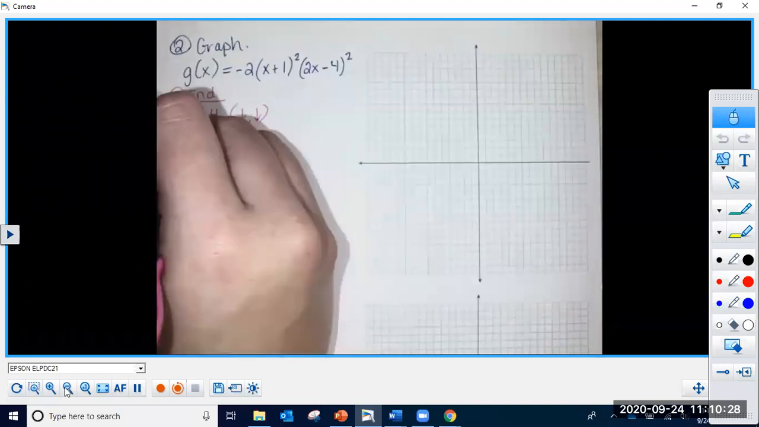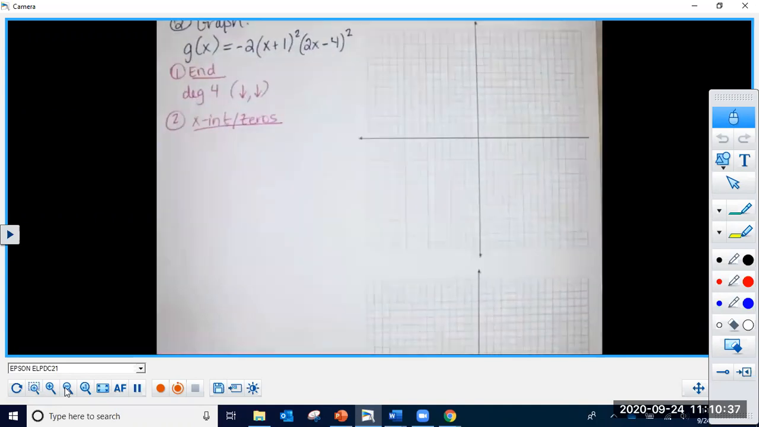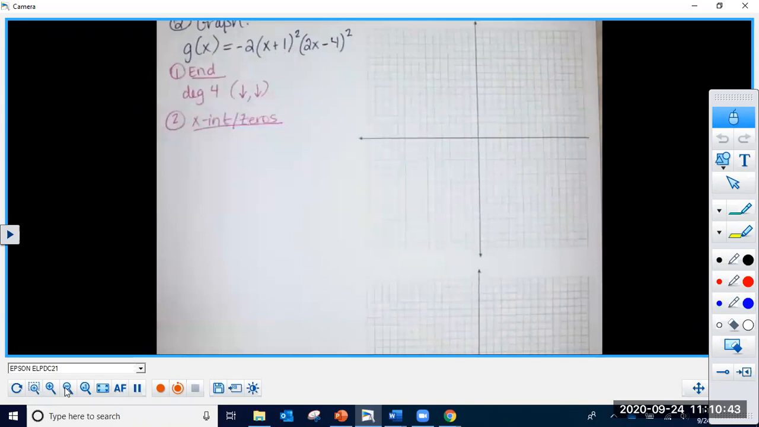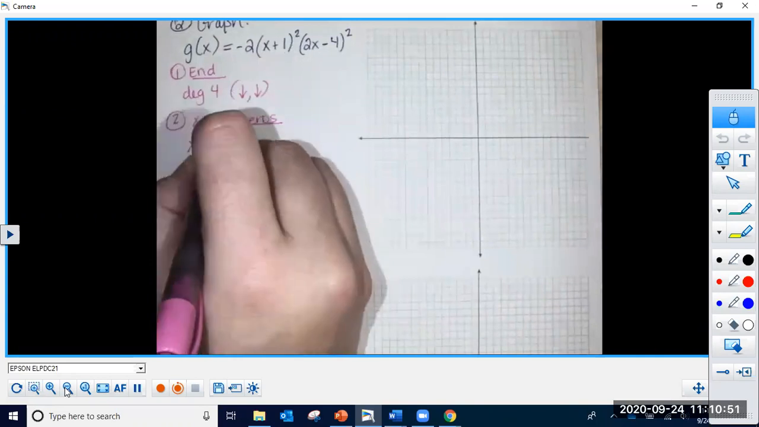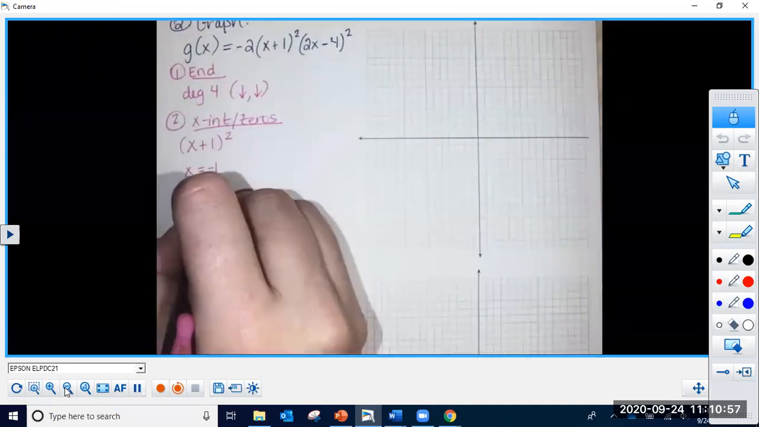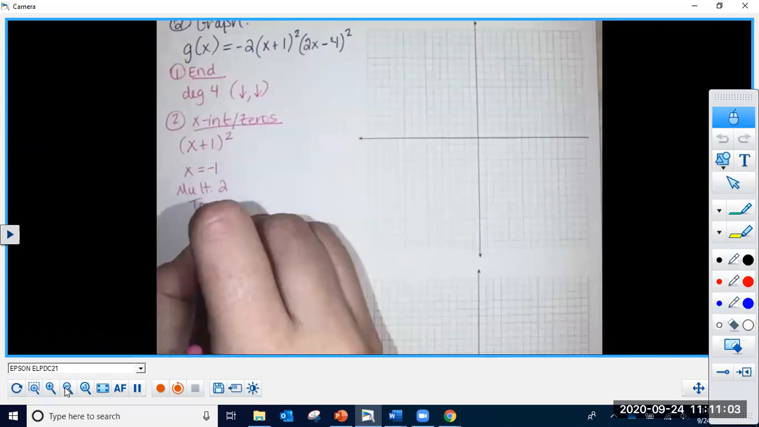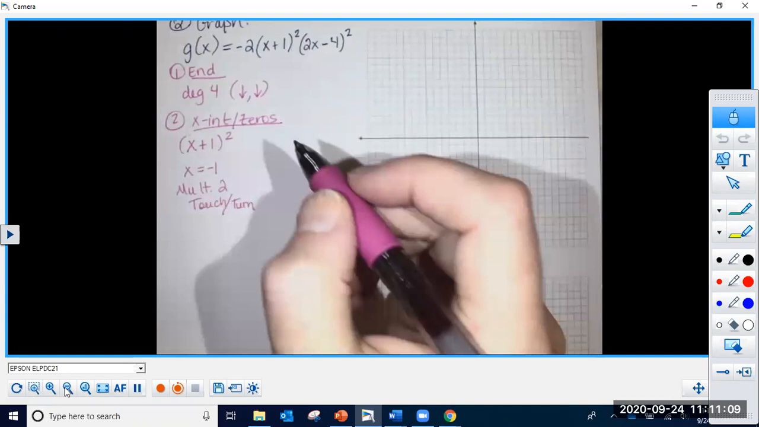All right, number 2, your x-intercepts or zeros are very easy to find. No factoring involved since it's already factored. What would be your x-intercept for this piece, for the x plus 1? Good. So for that piece, I'll just write them. So you've got x equals -1. What's that multiplicity? Good. So it's got an even multiplicity, so it's going to touch the x-axis and turn back. Touch and turn.